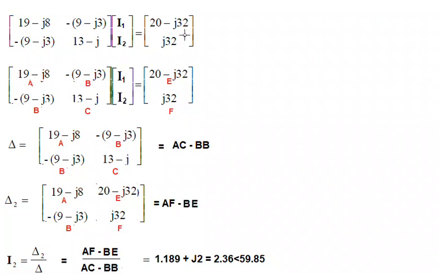So the first thing we do is just copy it here. We name the parameters. So 19 minus J8 is named A, then minus 9 minus J3 is named B. Since this is also the same, therefore this is also B. 13 minus J we name it C, and the two voltage parameters we name E and F.